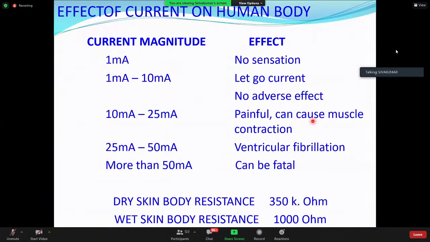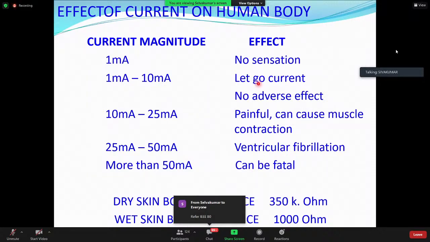If the current through the human body is less than 1 milliampere, you will not even sense the fault. No sensation. Insensible current. If the current is more than 1 milliampere and less than 10 milliampere, it is let go current. Let us say for a constant duration, say 40 milliseconds. For the duration constant, 1 to 10 milliampere is let go current, meaning it will not do any harm.